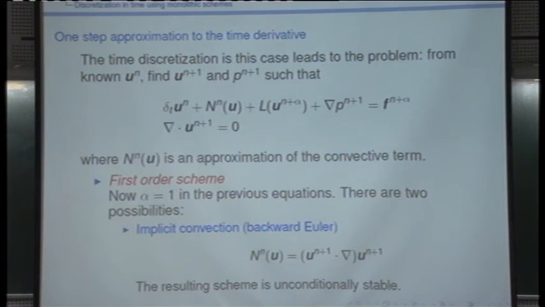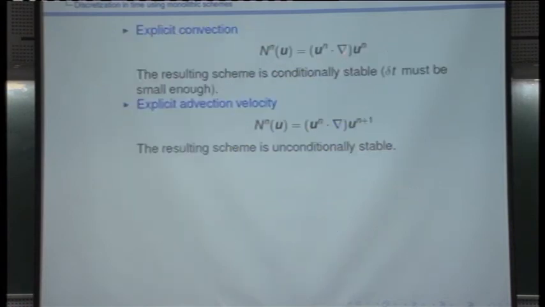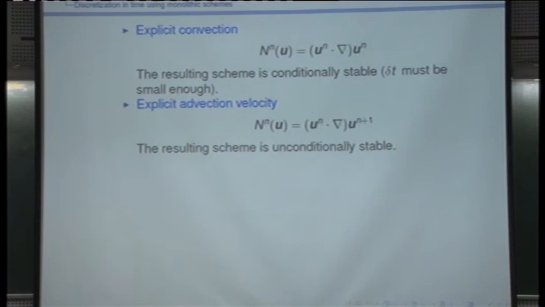If the advective term is evaluated at n, so at the previous time step, what happens? That means that we are taking the convective term explicit. Explicit, you know, that means that it is known already. So we evaluate the convective term here at the previous time step. And you know that leads to a stable scheme only if delta t is small enough.